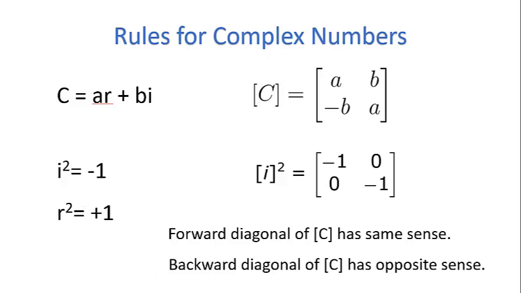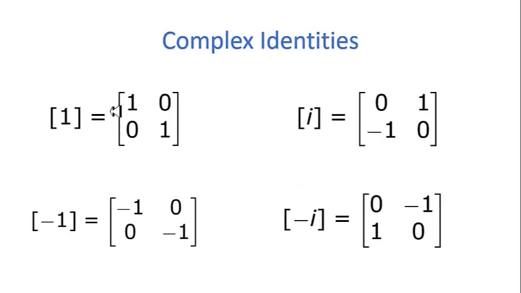It's kind of an unspoken rule because everyone knows that it's true, but it really should be written down: r squared is equal to +1. So 1 squared is equal to 1 and -1 squared is equal to 1. This is the positive identity of the real numbers, and this is the negative identity of the real numbers. So 1 squared is equal to 1, you'll have 1s on the forward diagonal, and -1 squared is equal to 1, you're going to have 1s on the forward diagonal.